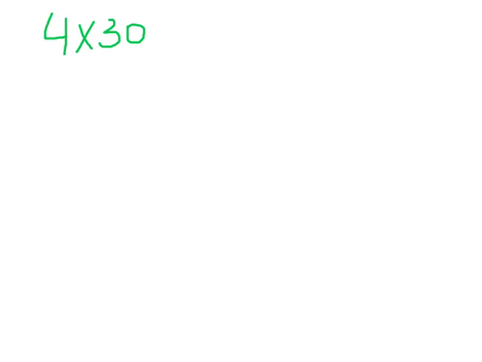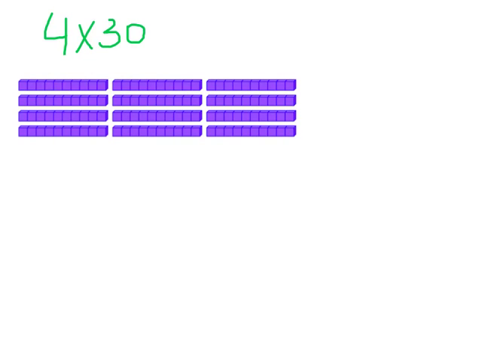We're going to begin by looking at 4 times 30 first, and we're going to use base 10 blocks to help us with this multiplication. When we use base 10 blocks, we know that these rods symbolize 10. So 3 rods, 1, 2, 3 across, makes 30. And 4 times 30 means we have 4 groups of 30.